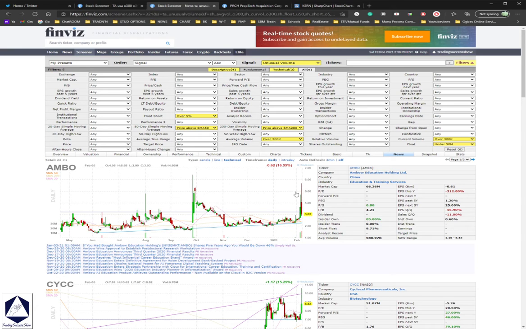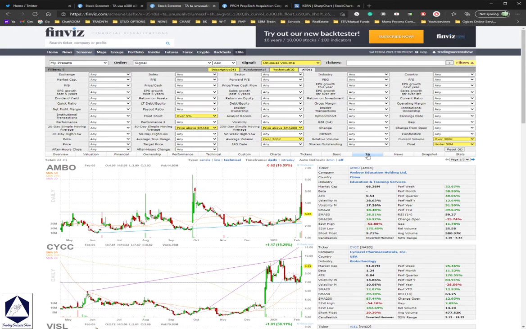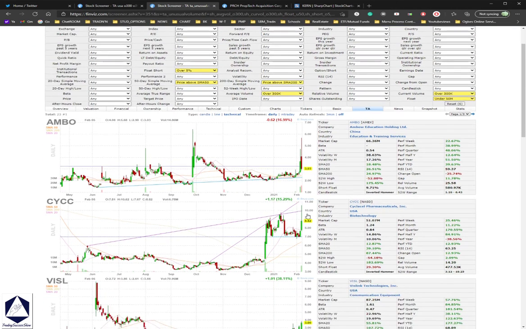Next we're going to go to what I call my technical analysis section, where you see the chart and also a little bit of the fundamentals of the stock. Here, let's say we have AMBO. That is our first stock.